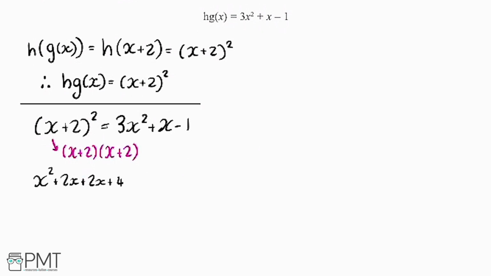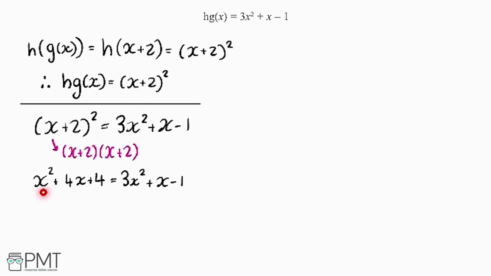And here we can tidy it up, so our 2x and 2x take that into 4x. Okay, and on the right hand side that still equals 3x squared plus x minus 1. Now we're going to collect like terms to get an equation equaling 0. Now what I'm going to do is get everything on this side, purely because I want to have a positive coefficient of x squared.